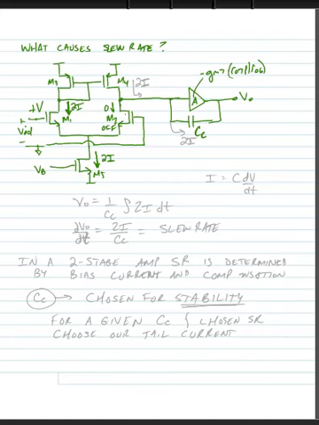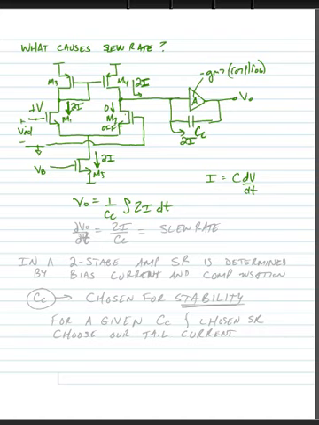Now all of the current that flows through M1 is mirrored by transistor M3 and flows towards the output. And ultimately this current has to flow through this capacitor. So if we look at our output voltage, we have V out equal to 1 over CC times the integral of the current flowing through the capacitor. We get this expression by noting that the current is equal to C dV/dt. We can derive this expression.